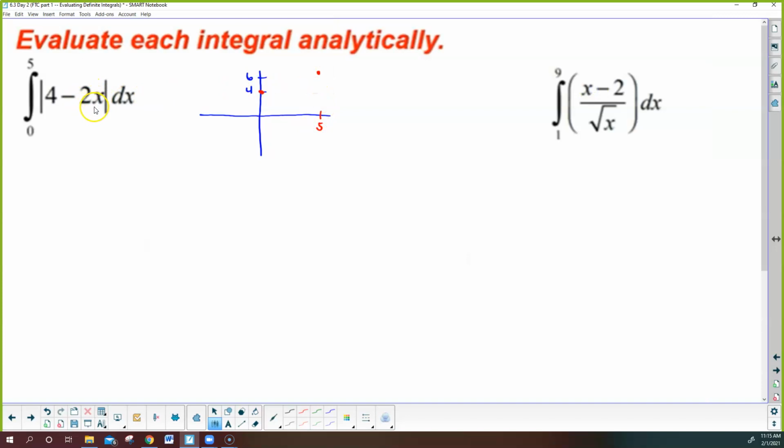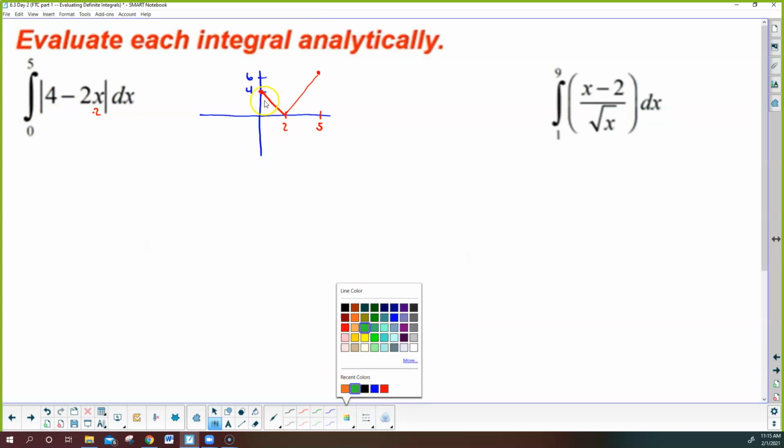Now, what about when x is 2, right? When x is 2, 4 minus 2 times 2 is 4 minus 4, which would put me at 0. And then if you remember what an absolute value graph looks like, it looks like this. So this is the graph of the function, and we can solve this graphically.